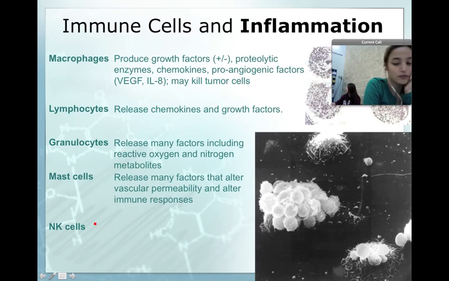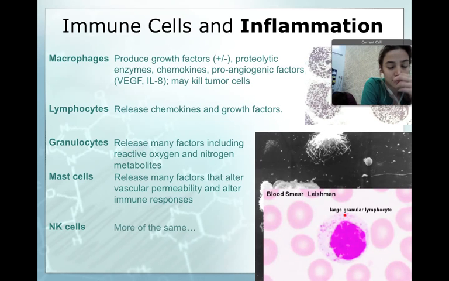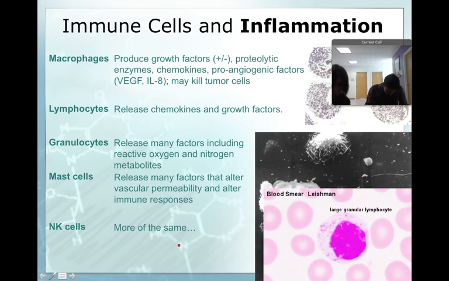NK cells get their name from natural killer cells. And these NK cells are thought to constantly patrol the body. Their other name is large granular lymphocyte, or LGL. So they look like lymphocytes, they have a great big nucleus, and they're able to directly bind to cancer cells and kill them.